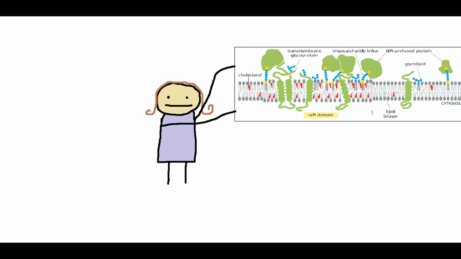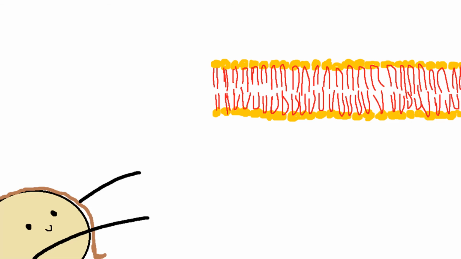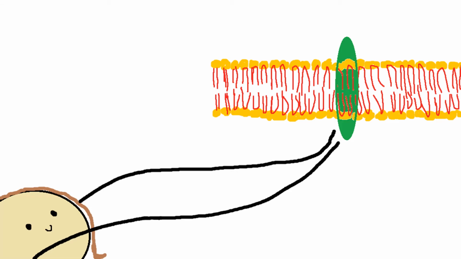There are 3 kinds of membrane proteins we will discuss: integral, peripheral, and lipid anchored. As you will see, this lecture is pretty much all about integral membrane proteins. So integral membrane proteins are proteins embedded in the lipid bilayer. Sometimes these embedded proteins pass all the way through the lipid bilayer, thus further categorizing them as transmembrane proteins.